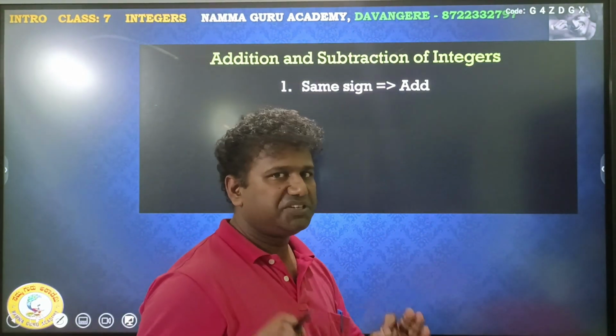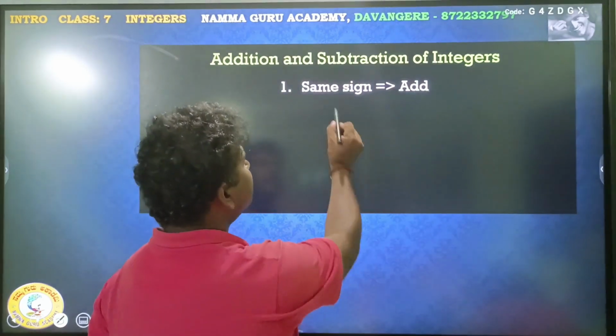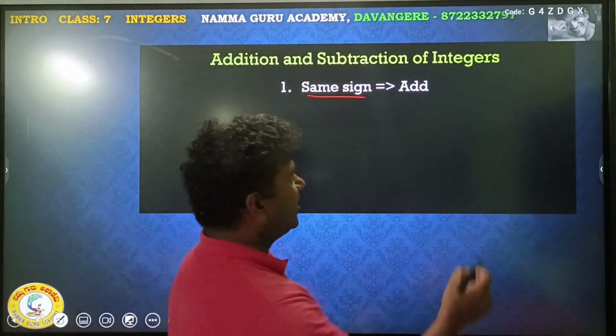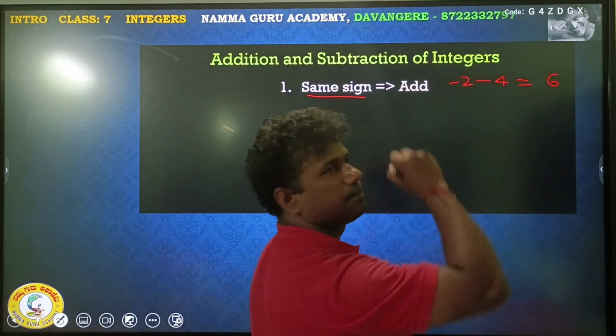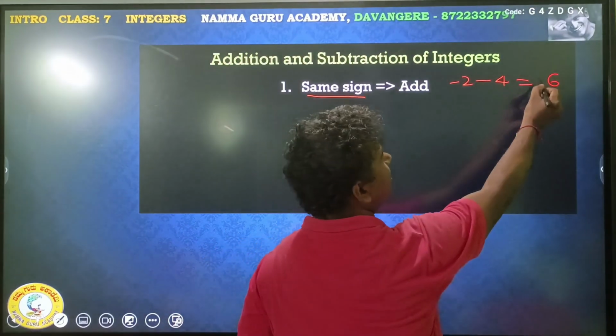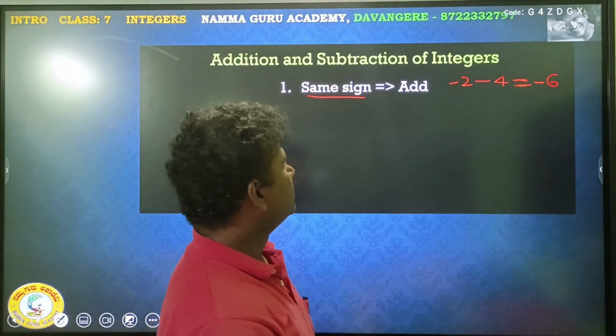If two numbers given for addition or subtraction have the same sign, you need to add. For example, -2 and -4, you need to add and put the sign of the bigger number. Here both numbers have the same sign, so we can write.